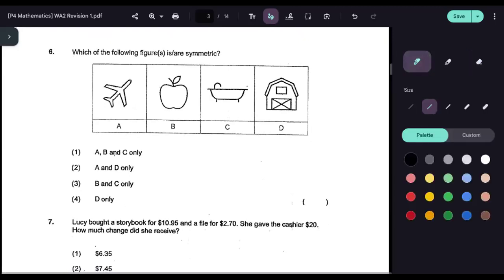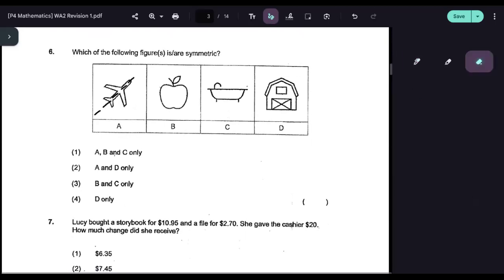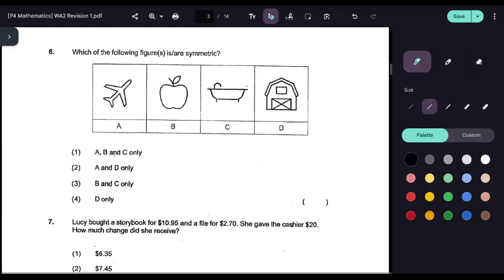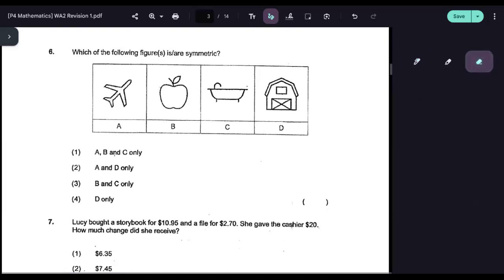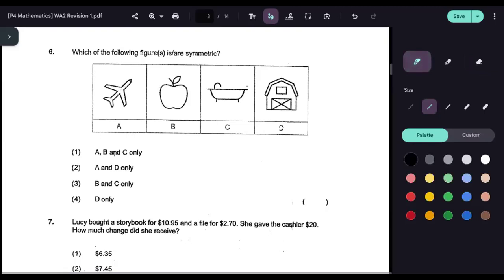diagram over here, for option A, we have a plane. How do we know it's symmetrical? This side. Okay, my line is not very straight. Let me straighten it. Okay, you can see the symmetrical line. Both sides are symmetric. So A is of course symmetric. That's why we can eliminate 4 and 3.